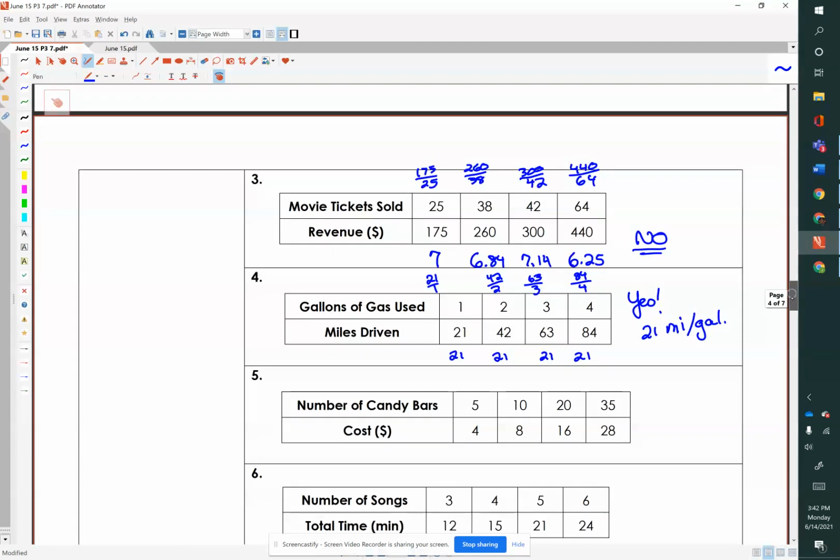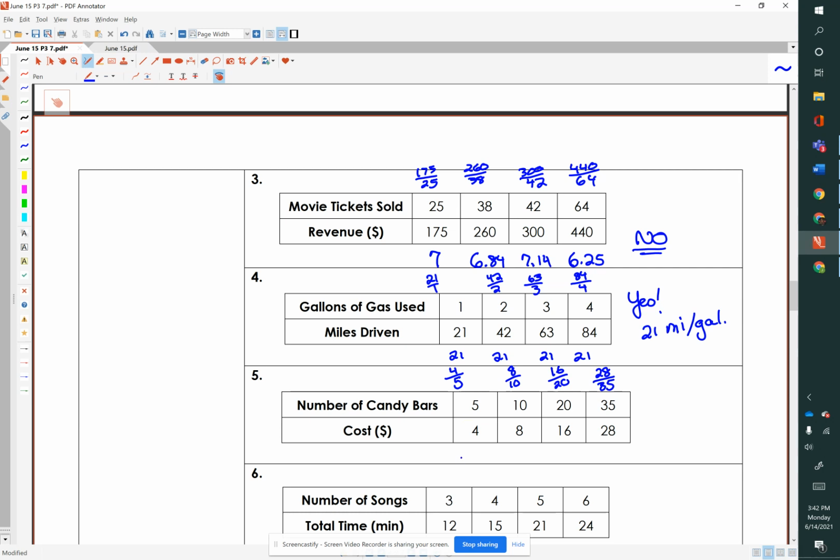Now we'll move on to the number of candy bars purchased and what they cost. So let's see. If we bought 5 candy bars for $4, that would be 4 divided by 5. For $8, we bought 10 candy bars. For $16, we bought 20. And for $28, we bought 35 candy bars. So let's see what that costs.